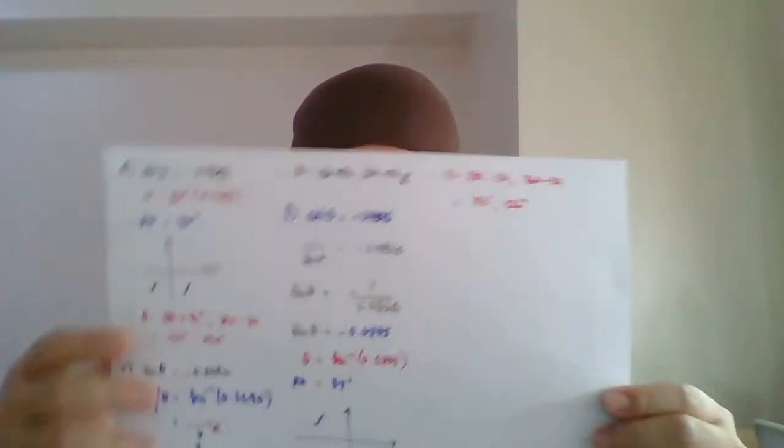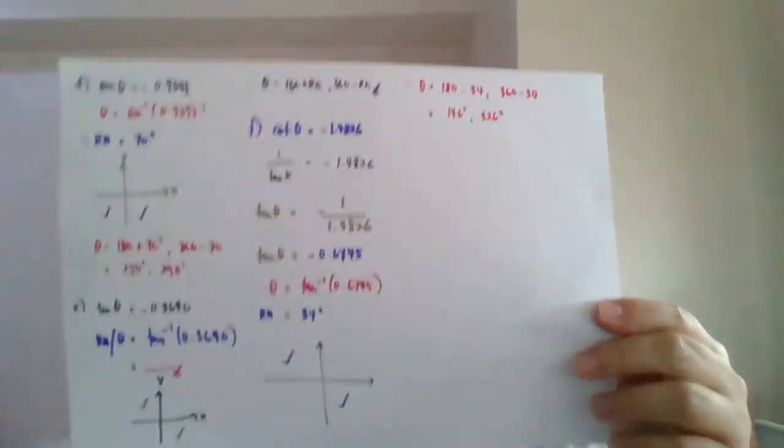So final answer, therefore theta equals what? Second quadrant, we know that it is 180 minus RA, which is 34, and the fourth quadrant will be 360 minus RA. So the final answer: 180 minus 34 is 146, and 360 minus 34, you are supposed to get 326 degrees. Okay, so guys, this will be the answer for question F.